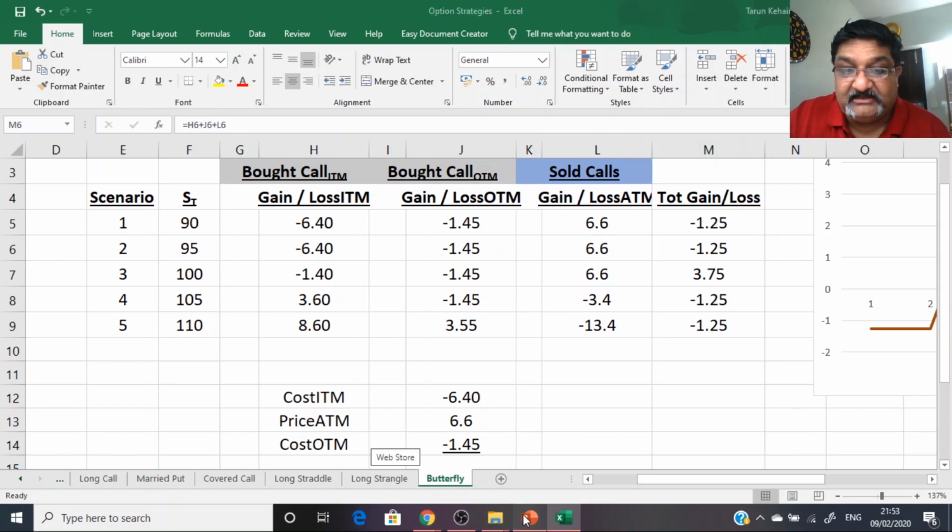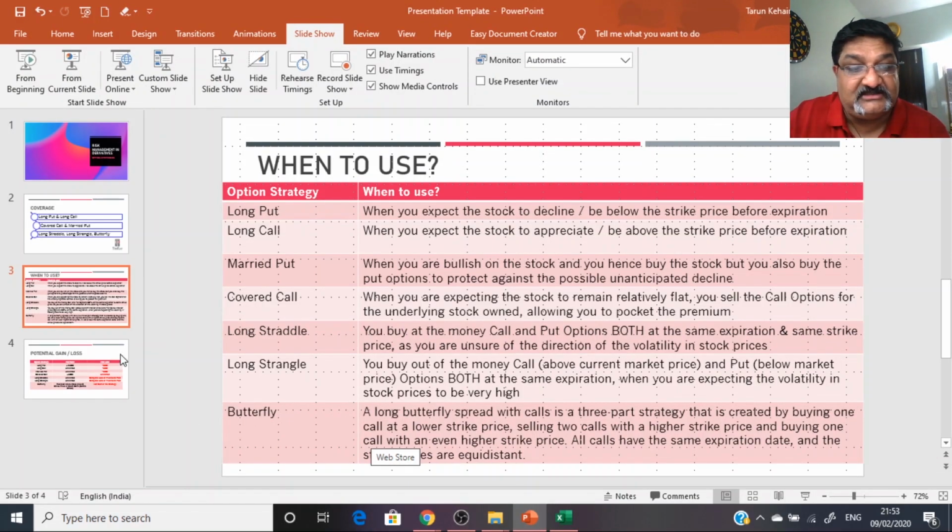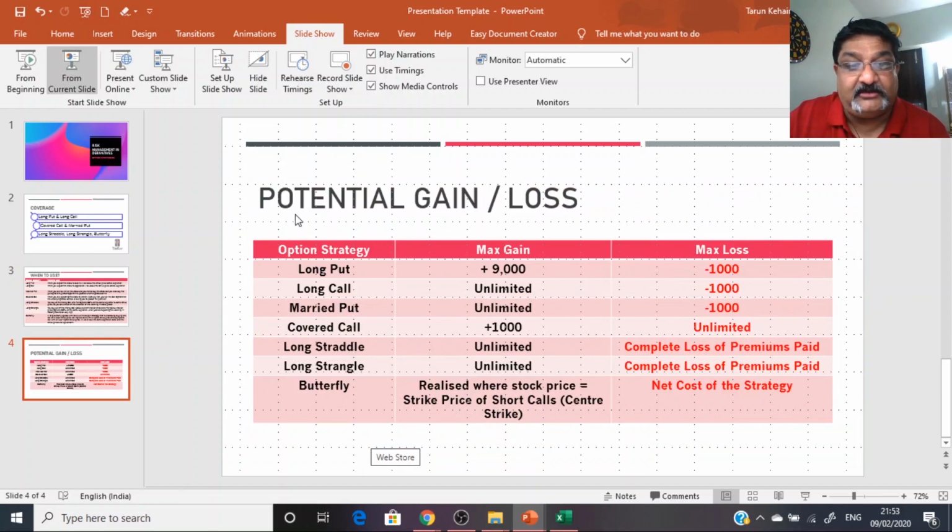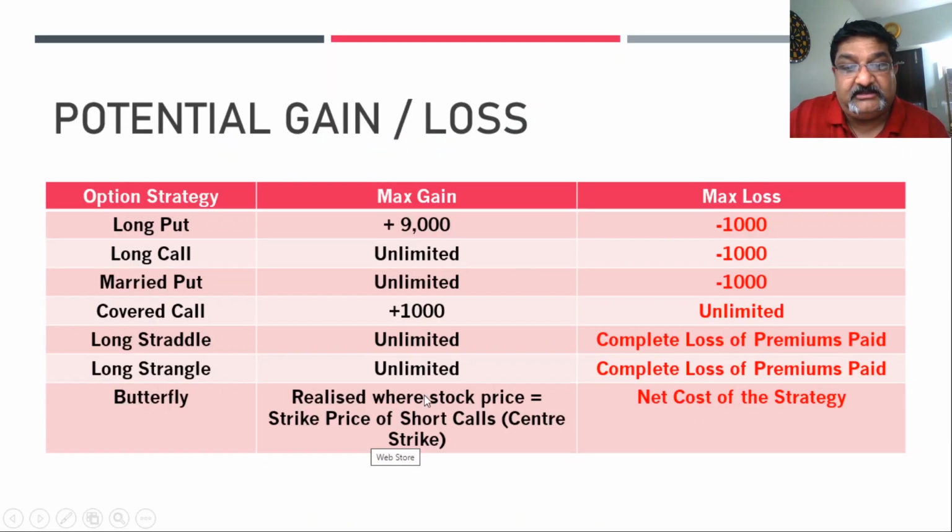So let me quickly look at the butterfly strategy in terms of the potential gain or loss. If you look here, the maximum gain will be realized when the stock price is equal to the strike price of the short calls, which is the center strike. I told you it happens when it is equal to the at the money strike price. And your maximum loss is the net cost of the strategy, which is the 1.25 which we discussed.